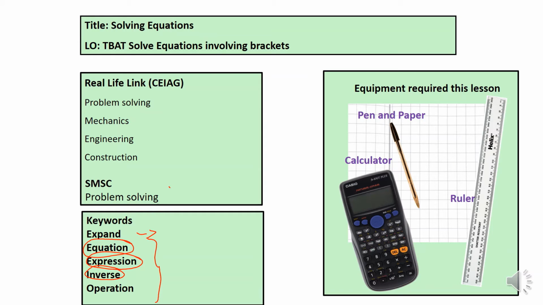So let's define, what does expanding mean? Expanding means when we make something bigger. So what we're going to do with these equations, we're going to make them bigger and then rearrange, balance and solve the equations. So on the right hand side, the equipment that you should keep aside for today are a pen, paper, ruler and calculator. Most likely you won't be needing a calculator, but keep it aside just in case.